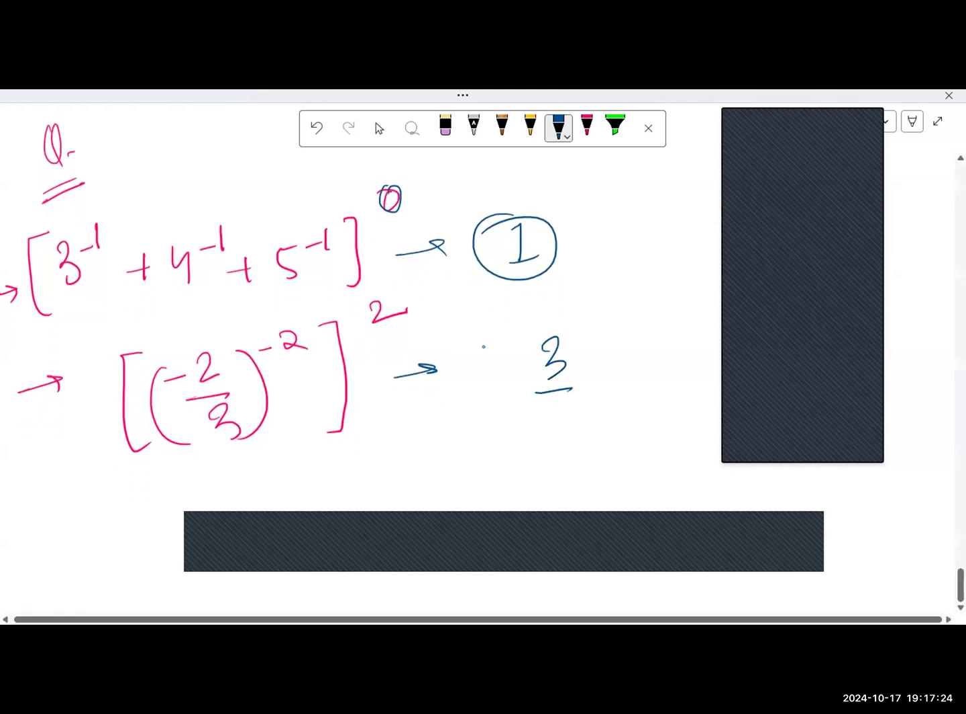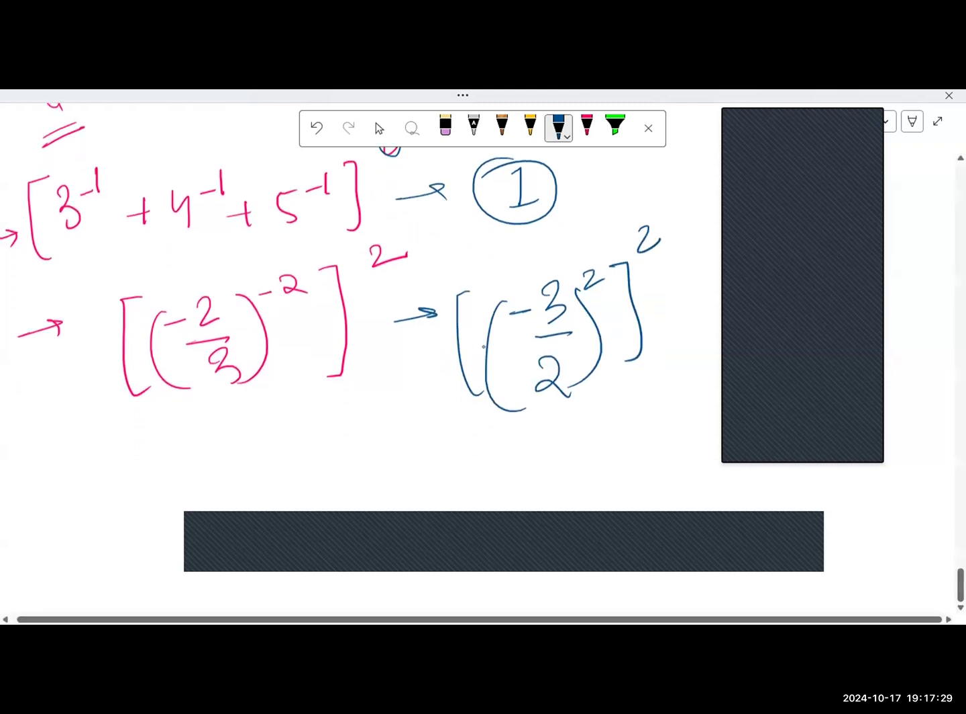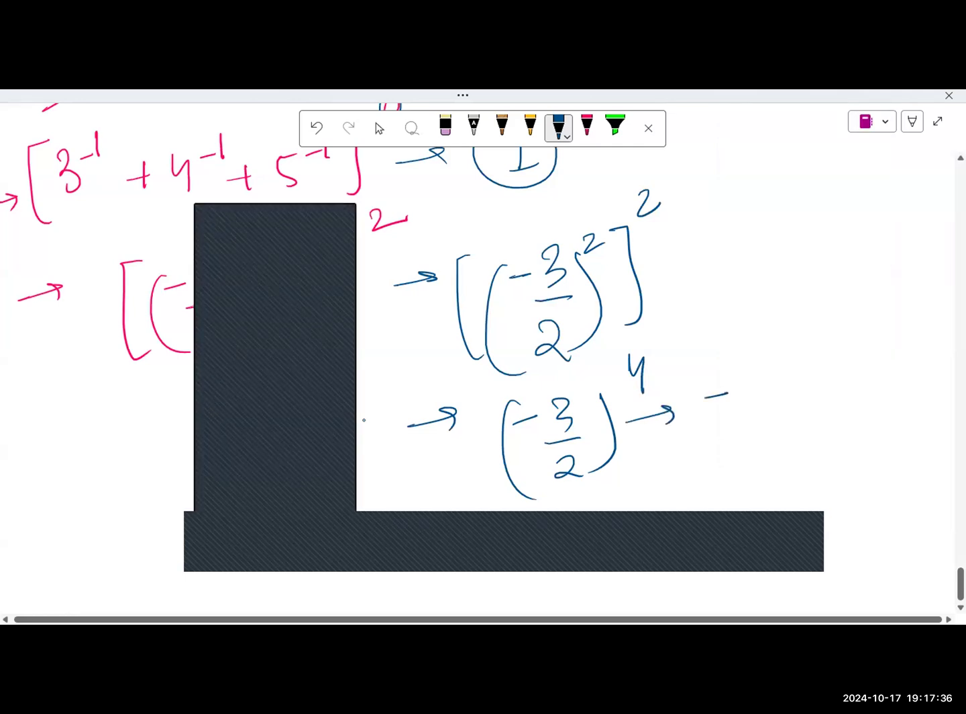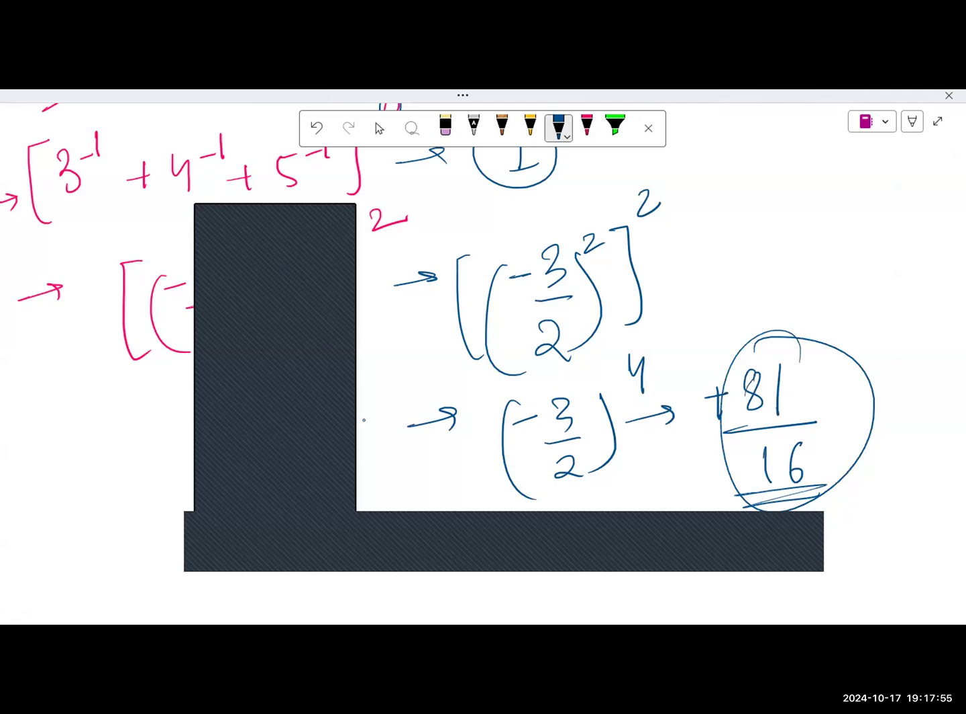Now, in the second question, first of all, you have a negative power. So to make it positive, you write minus 3 by 2 to the power 2 and whole power 2. So you can now write minus 3 by 2 whole power 4, right? So now you have minus 3 to the power 4 and 2 to the power 4. So 3 to the power 4 is 3 into 3 into 3 into 3. So 9 into 9 is 81 and positive 81. And 2 to the power 4 is 16, right? So you have 81 by 16 as your answer. Got the questions? Yes, ma'am. Good.